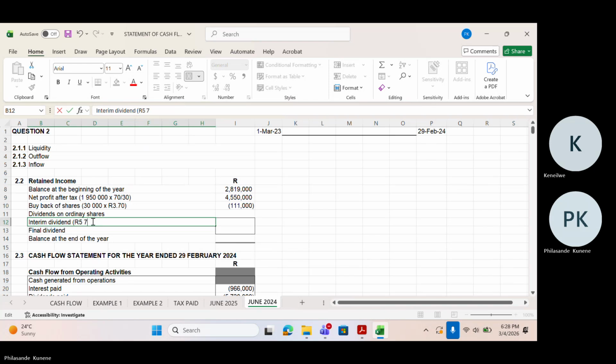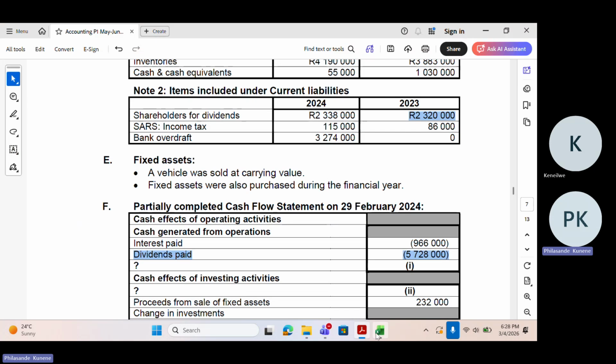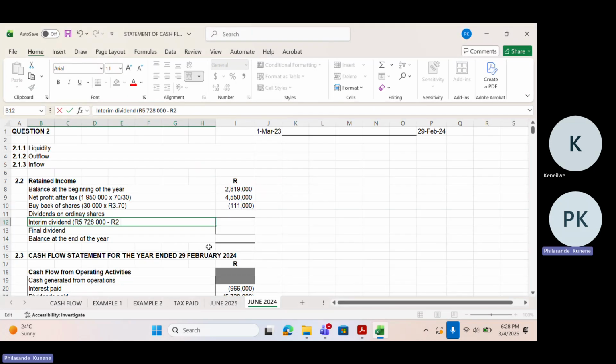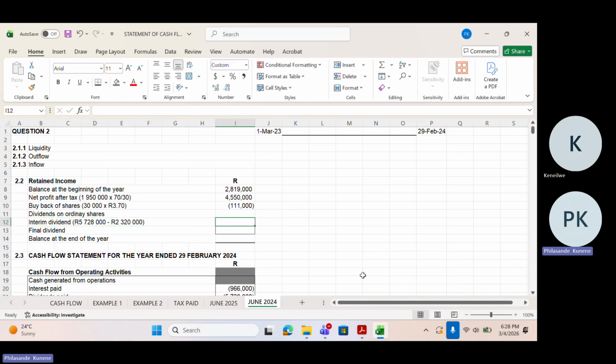So my workings here for my interim dividends, I'm going to say 5,728,000 minus the 2,320,000 rand. And then how much am I going to get as my interim dividends? 3,408,000 rand. Okay. So this is our interim dividends calculated. We do have the workings for that here.